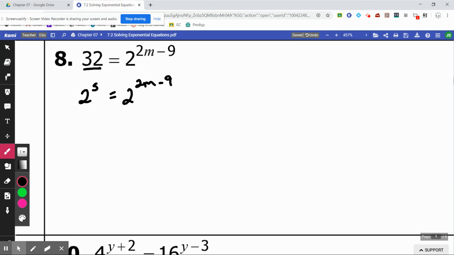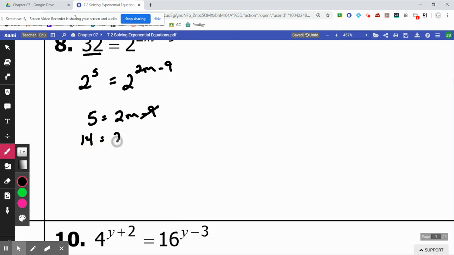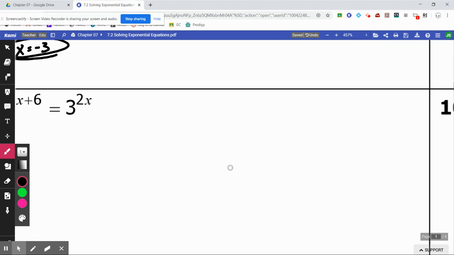2 times 2 is 4, times 2 is 8, times 2 is 16, times 2 is 32. Now that the bases are the same, set the exponents equal. Minus 9 by adding 9, that's 14 is 2m, so m must be 7. Number 9.